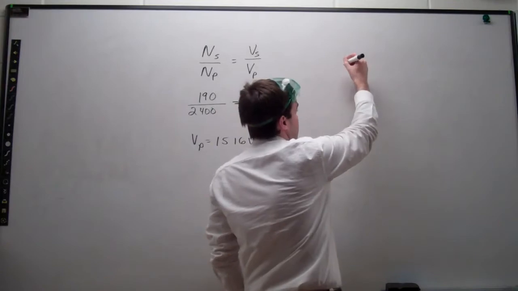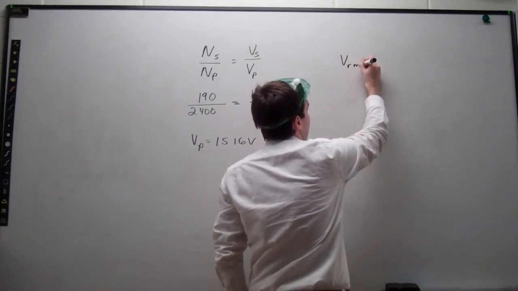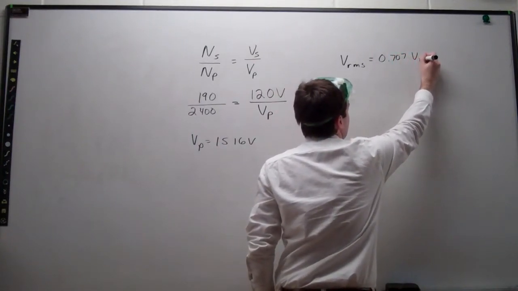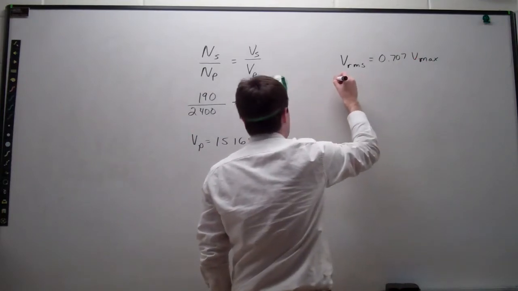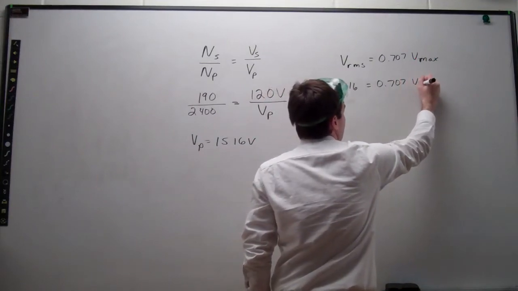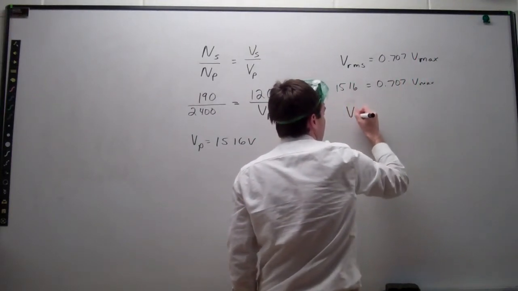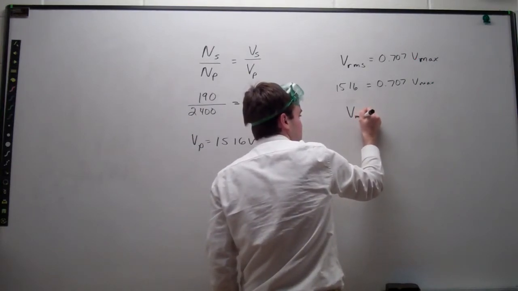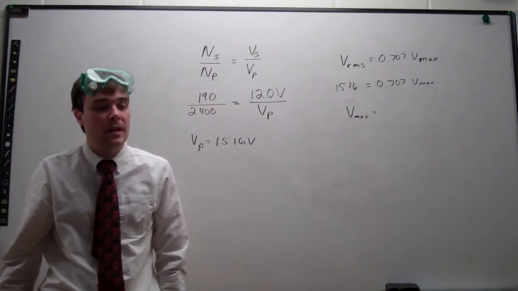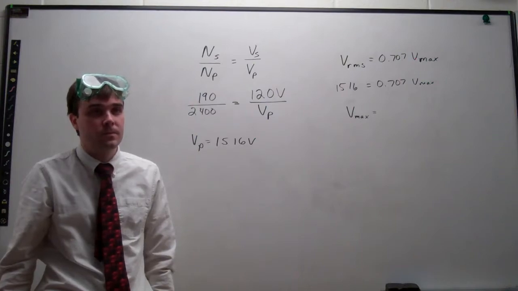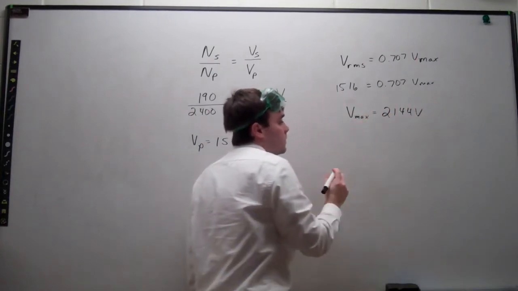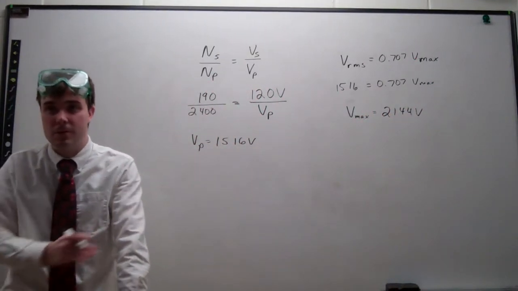Alright. Next we're going to use VRMS equals 0.707 times Vmax. So we've got 1516 equals 0.707 times Vmax. So the maximum voltage in the AC circuit is equal to 1516 divided by 0.707, and what does that equal? 2,144.270 volts.